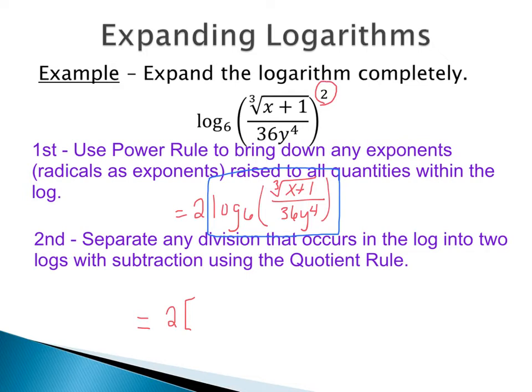So our numerator is going to go first. Our first log would be log base 6, the base has to stay there, of our numerator, which is the cube root of x plus 1. And then using our quotient rule, minus log base 6 of 36y to the fourth.